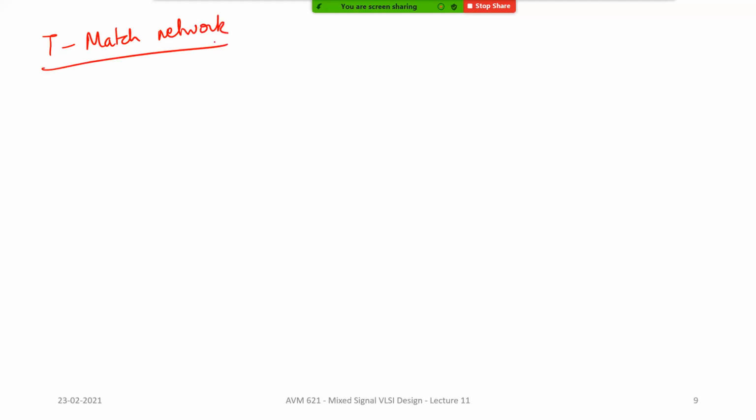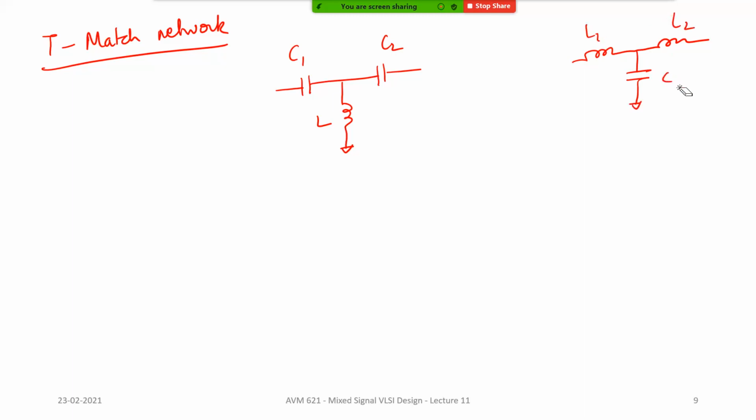Okay, now it's quite easy to understand. It will basically be something like this: C1, C2 and L, and as I mentioned, it is also possible to have L1, L2 and C. Okay, this is also a T-match network. Both can be used. As you can see, one has a high pass property and the other has a low pass property.